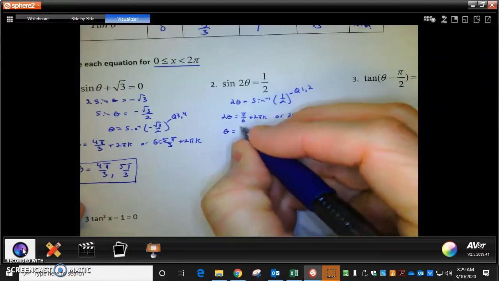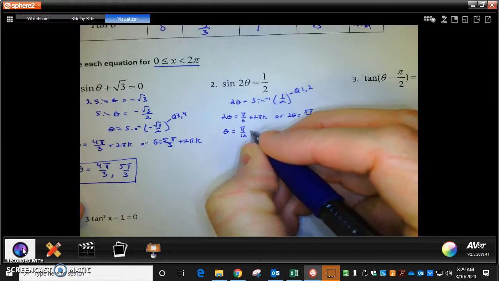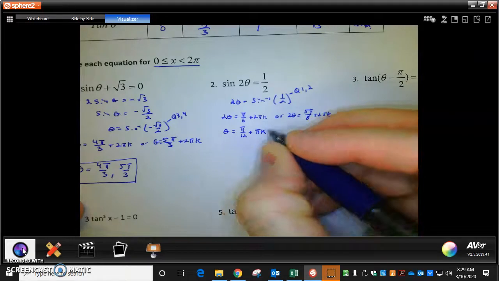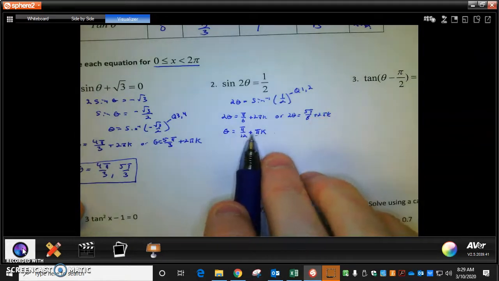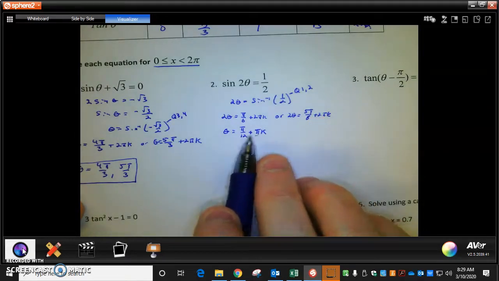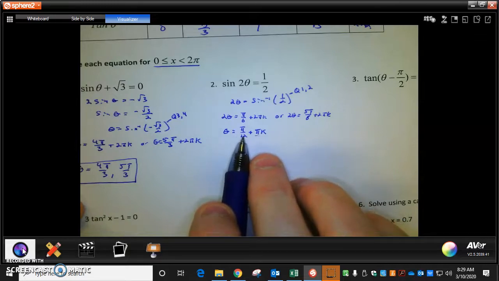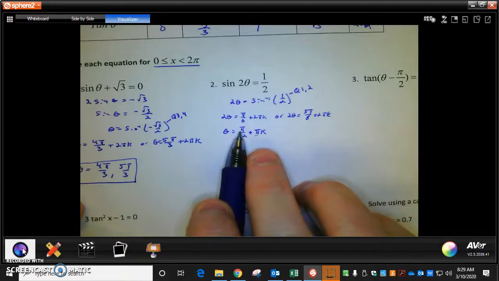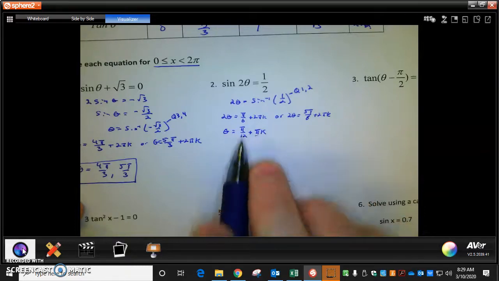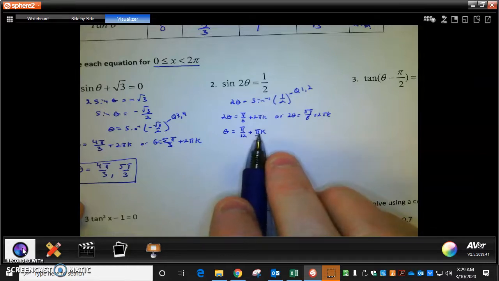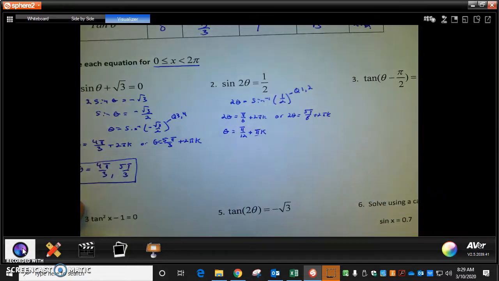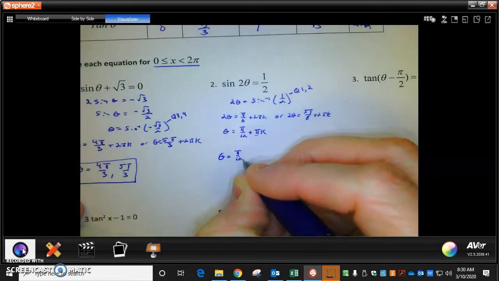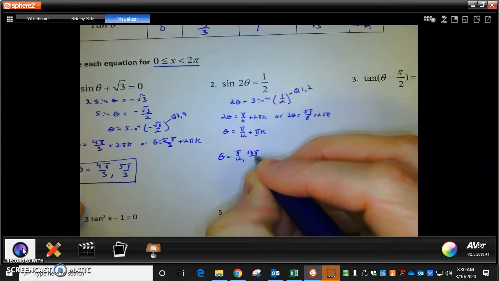This will now be pi over 12 plus, and this will now be 1 pi k. So this is going to get us another answer right here. We're going to have pi over 12. Think of that as 1/12. Think of pi as 12/12. And when I add pi to that answer, I'm going to get 13/12, which is another solution that's within 1 revolution. So not only do I have pi over 12, but I'm also going to have 13 pi over 12.